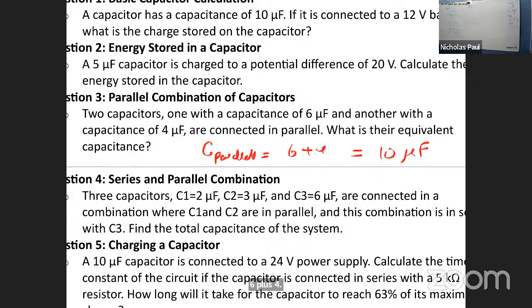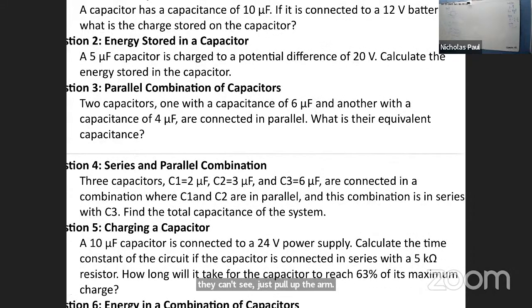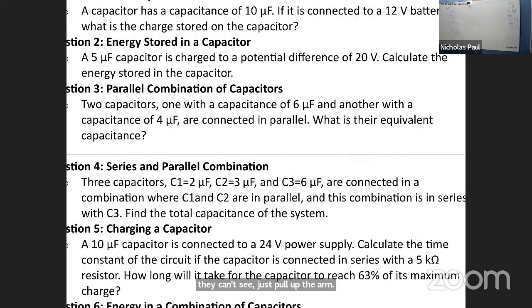Go again, number 4. Try number 4, a combination of series and parallel.